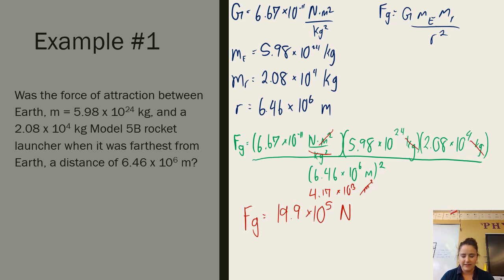Times 10 to the negative 11 times 5.98 times 10 to the 24 times 2.08 times 10 to the 4th divided by 6.46 times 10 to the 6th squared. Okay, yep, got the same answer. So we're good to go. Okay, cool. Let's look at another example.